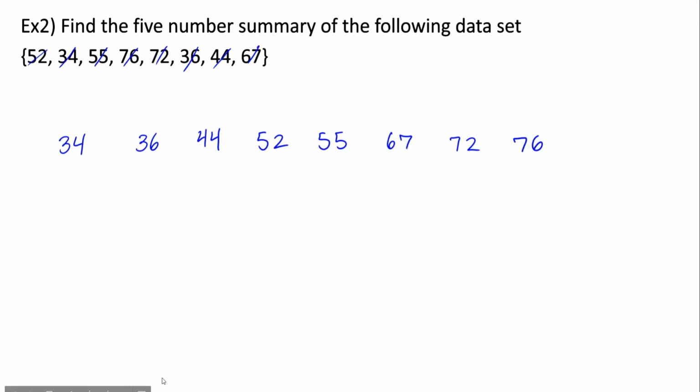Now that we've arranged all of the values from lowest to highest, we can easily identify our minimum, our maximum, and we can find our median. This is an even data set, so to find our median, we're going to have to take an average.